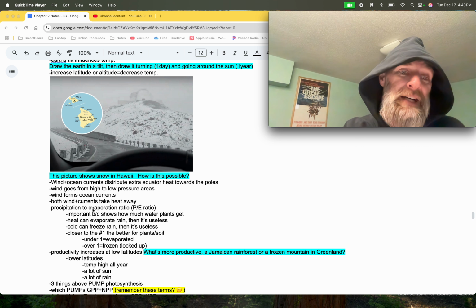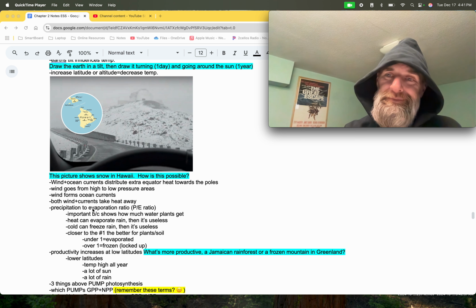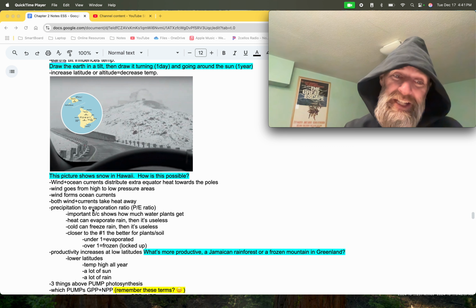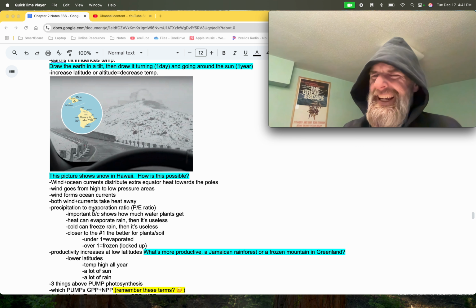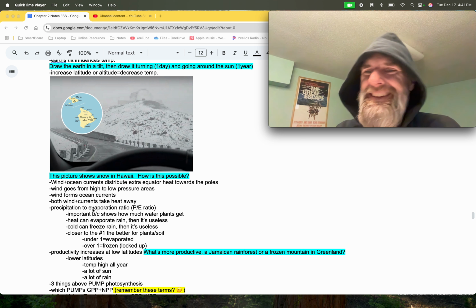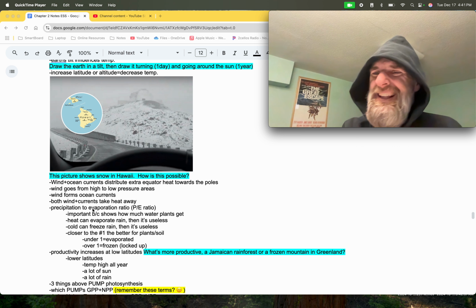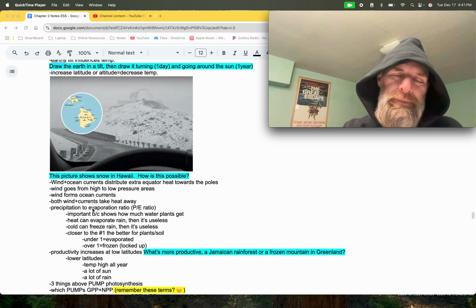So productivity increases at low altitudes. What's more productive, a Jamaican rainforest or a frozen mountain in Greenland? If you can't solve that one, good luck to you with that IB exam. So, yep. Lower latitudes. Temperature is high all year. Yeah, man, it's warm. It's nice in the lower latitudes. There's a lot of sun. Plants love that sort of stuff. There's a lot of rain, too, so we got moisture for days. We're good to grow. Though when it does get to be a drought there, it's bad.